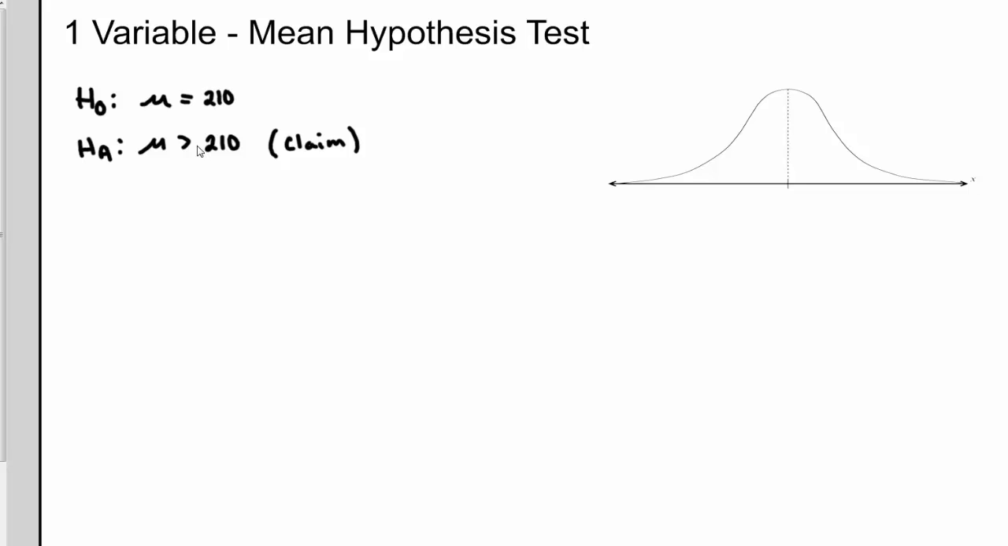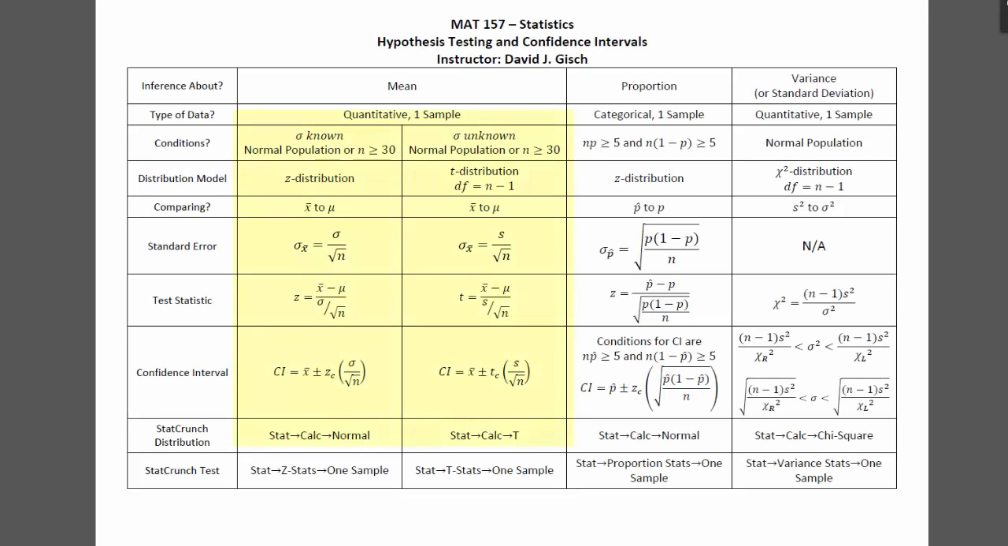Okay, now this is about a mean, and there is only one variable, so I'm looking on the formula sheet. It's going to tell me I'm in one of these first two columns. Now what column am I in? Am I in column 1 or column 2? Now how do you know? Well, is sigma known or sigma unknown?